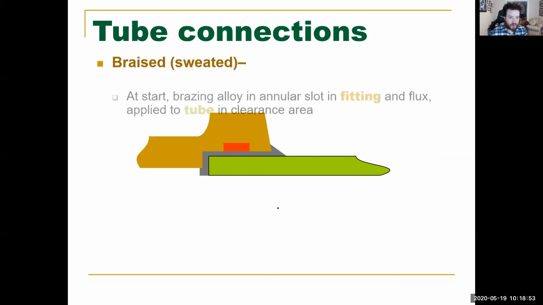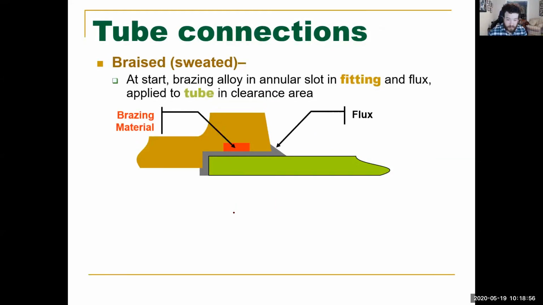So, types of connections, these are brazed or sweated. So the brazing material, if we have our connector right here, this whole orange piece is a connector. This brazing material is inside of it. And flux is basically this sacrificial stuff that you use. It's almost like a gelatin. You put it around fittings. You can use it when you're soldering for electricity. You pretty much use flux whenever you're trying to join two pieces of metal together via some sort of solder. Or in this case, we're brazing material.